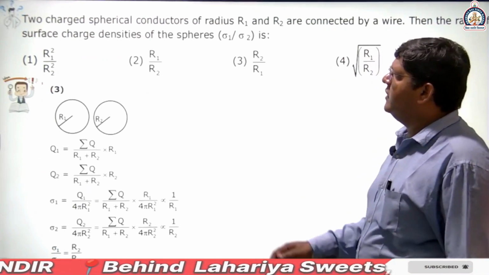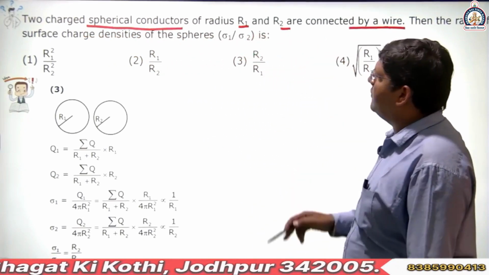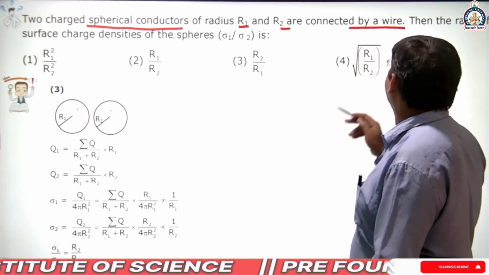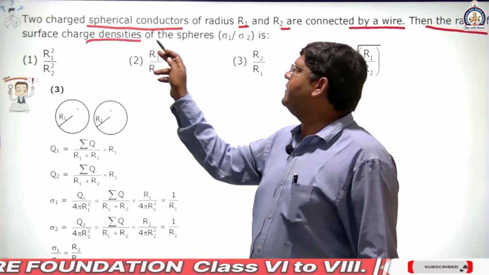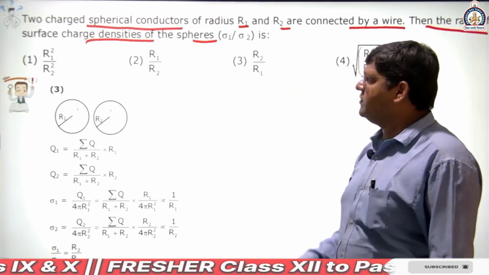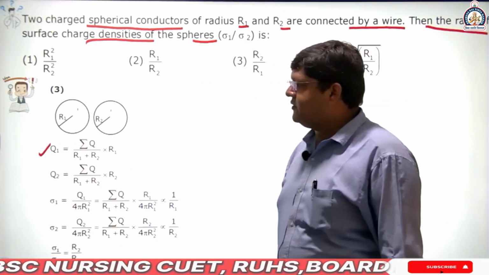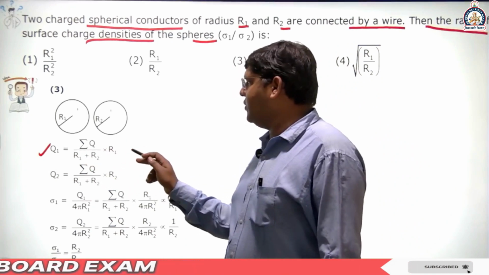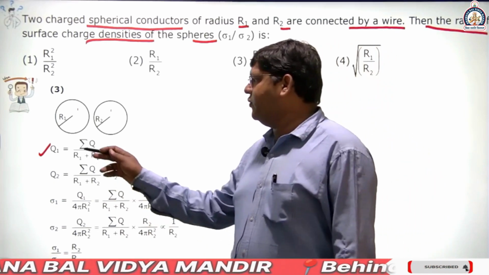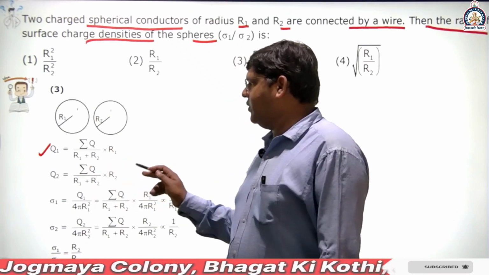Now moving to the next part, the next question says two charged spherical conductors of radius r1 and r2 are connected by a wire. We are provided with two charged conductors having r1 and r2 radius connected with each other. Then we have to calculate the ratio of surface charge density of the spheres, sigma 1 upon sigma 2, in terms of radius. We can calculate the charge as the total charge upon r1 plus r2 into r1. When two conductors are connected in this manner, q1 is the total charge upon r1 plus r2 into r1. For q2, total charge upon r1 plus r2 into r2.